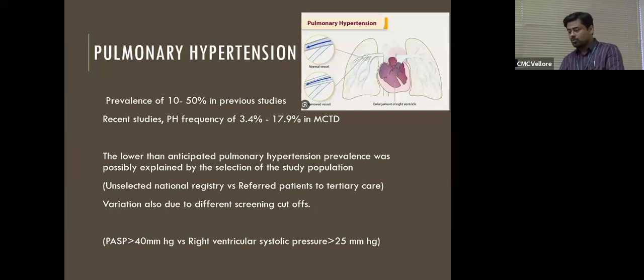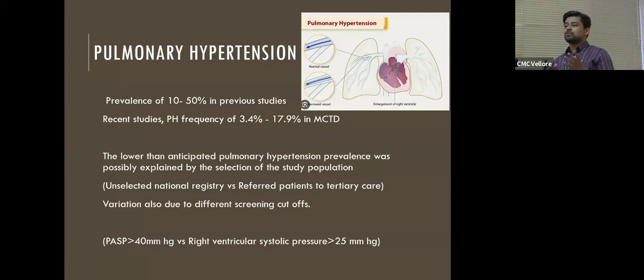It depends on that. So one study actually took patients only when they were referred to a clinical tertiary care center. So obviously they will have an enriched population, while the other one is a national registry where the population obviously has a much lower prevalence of pulmonary hypertension. Also, how will you screen them? Are you screening them by using a right heart catheterization? And what is the cutoff you are taking? So now actually one study has taken pulmonary arterial systolic pressure as more than 40, and the other one has taken right ventricular systolic pressure as more than 25.